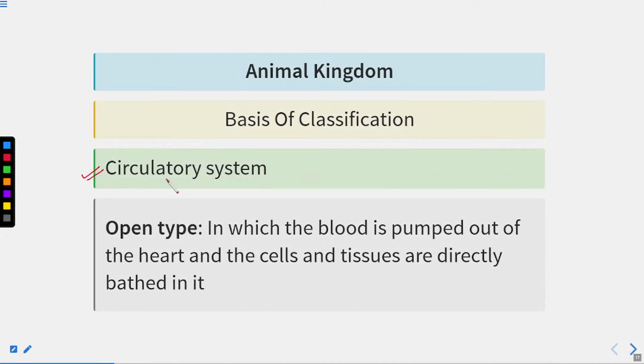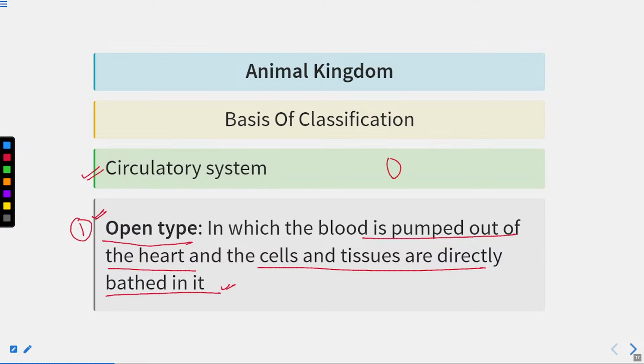Now, if we talk about the circulatory system, it is again of two types. The first one is the open type, in which the blood is pumped out of the heart and the cells and tissues are directly bathed in it. It means if there is a heart, suppose this is a heart, it is pumping out the blood and all that blood is poured into the cavity of the body where they are having the tissue and cells.